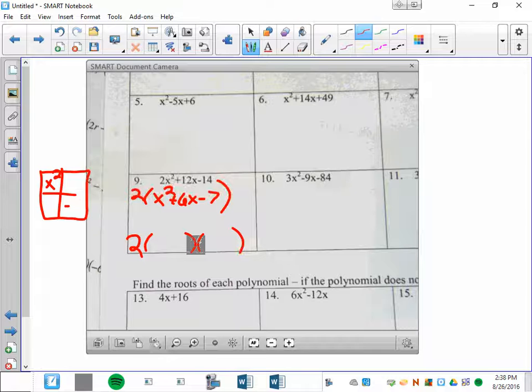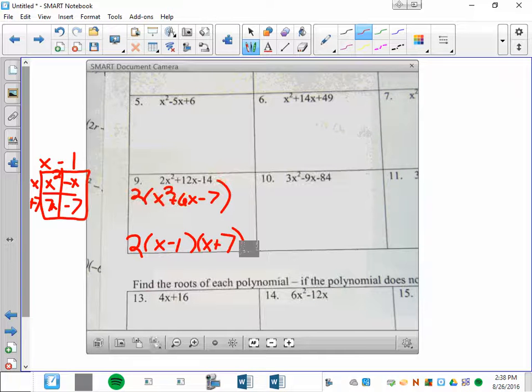So x squared and negative 7. So negative 1 and 7. So I get a negative x and a 7x. So that will be x minus 1 on the top and x plus 7 on the side. Like that. Does that make sense?